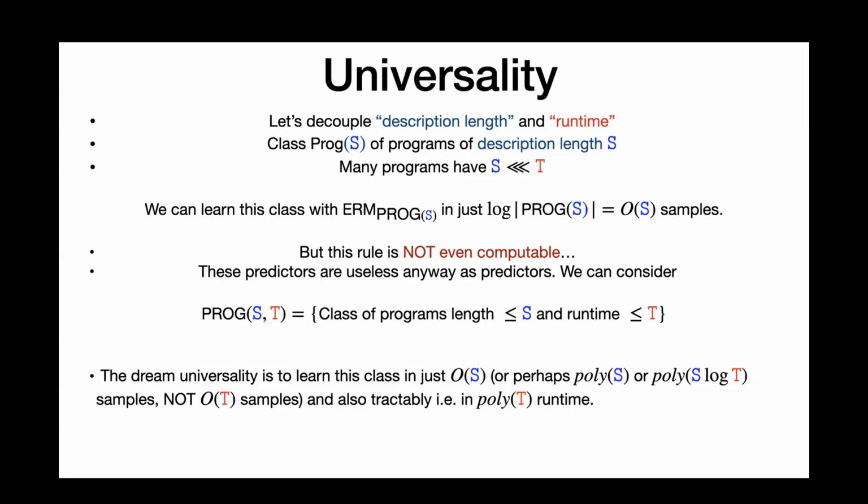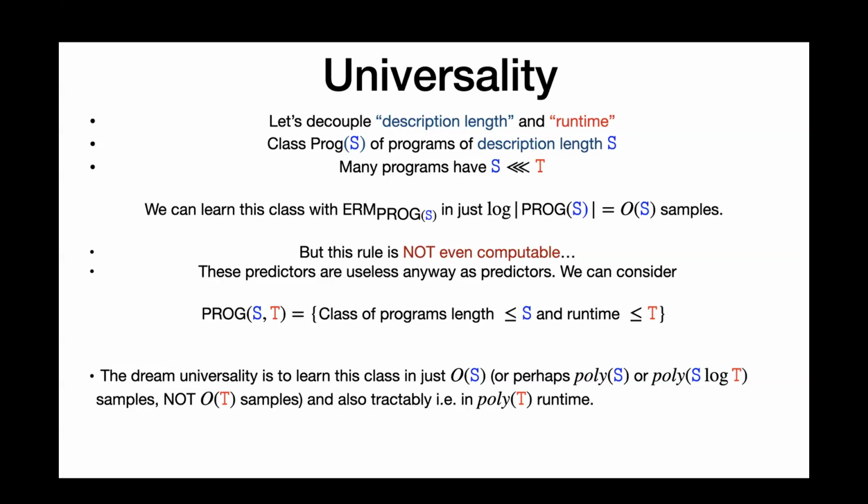I want to learn this class with either order s or maybe s log t. I'm fine with log t factors, but in terms of sample complexity, I do not want to pay this linear in t dependence or polynomial in t dependence. But in runtime, I want to learn this class with a tractable learning rule, and tractability here means that whatever the t parameter was, I want to learn in polynomial in t many steps of computation. My learning rule should be able to do both of these simultaneously.